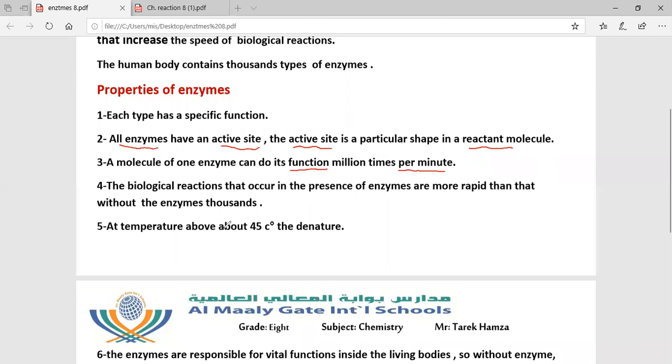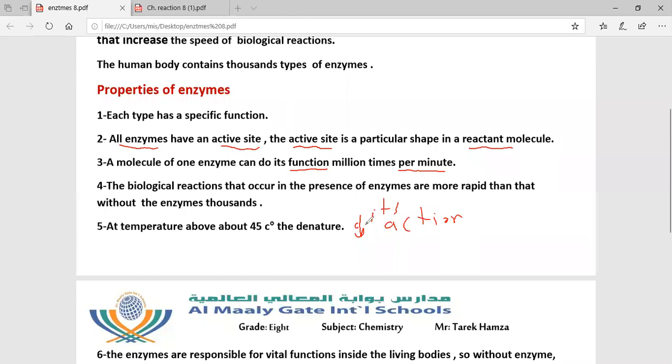At temperature above 45 degrees Celsius, denaturation of enzyme occurs, or the enzyme decreases its action. Okay.